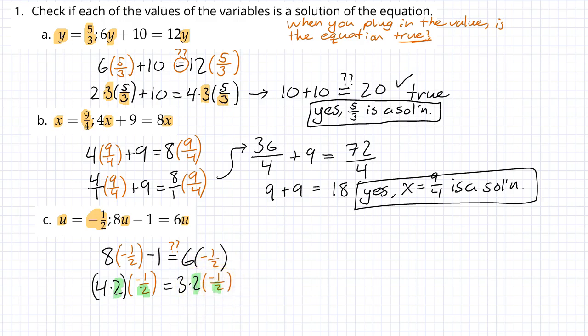And what's left over here is going to be 4 times negative 1, which is negative 4. We want to know, is that equal to 3 times negative 1, which is negative 3? And the answer is no. This is false. It is not true that negative 4 is equal to negative 3. So that means that negative 1/2 is not a solution.